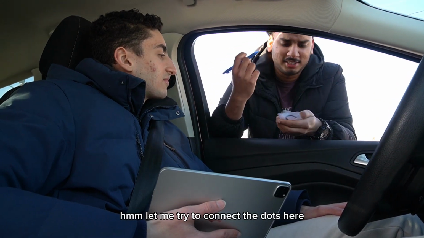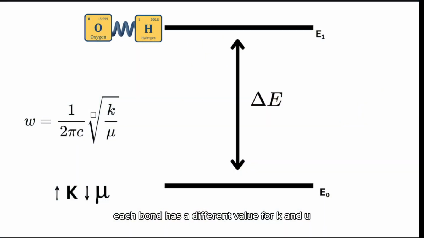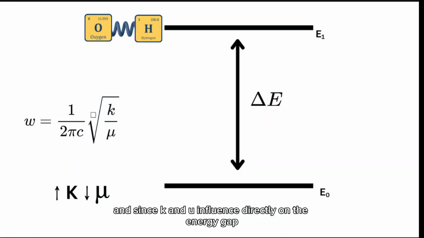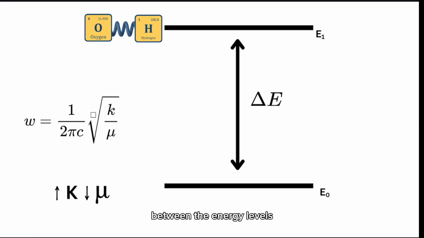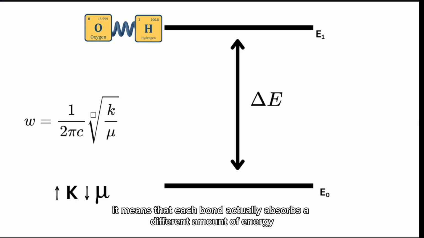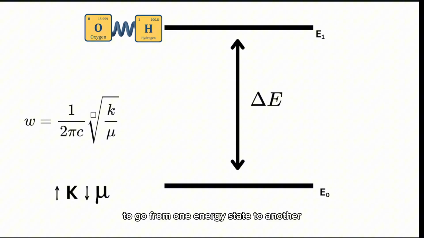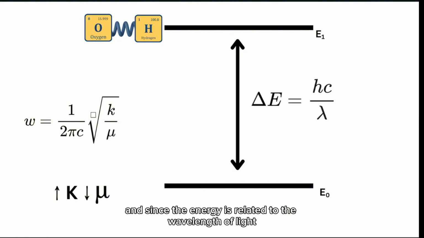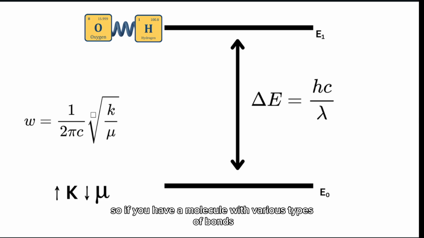Let me try to connect the dots here. So what you're trying to say is each bond has a different value for K and mu, and since K and mu directly influence the energy gap between the energy levels, it means that each bond absorbs a different amount of energy to go from one energy state to another. And since the energy is related to the wavelength of light, each bond absorbs a very specific wavelength of light. So if you have a molecule with various types of bonds, each bond will absorb a very specific wavelength of light, which gives the entire molecule a unique IR spectra fingerprint that can be used to detect it using an IR spectrometer.